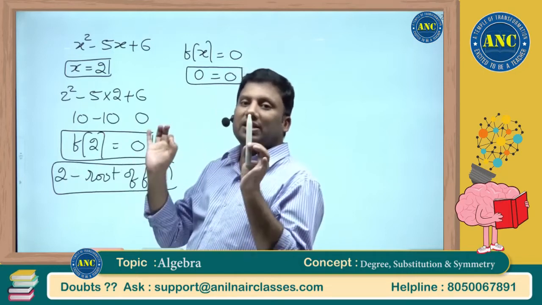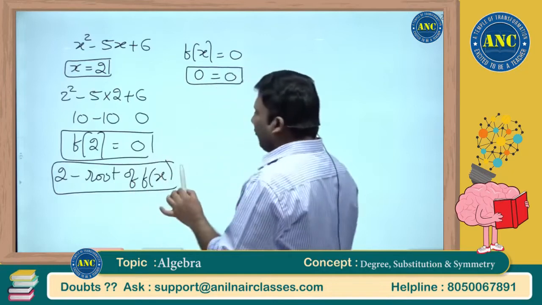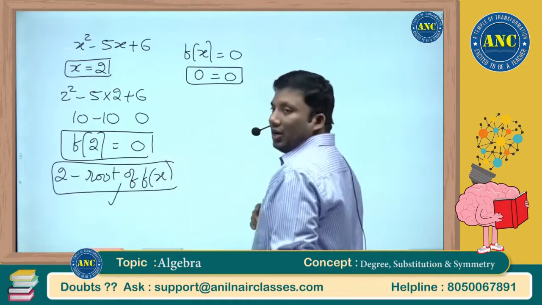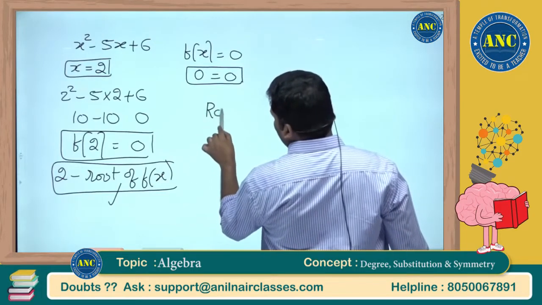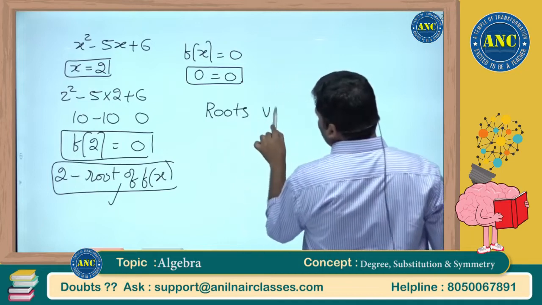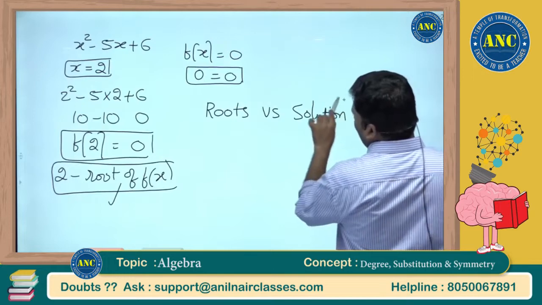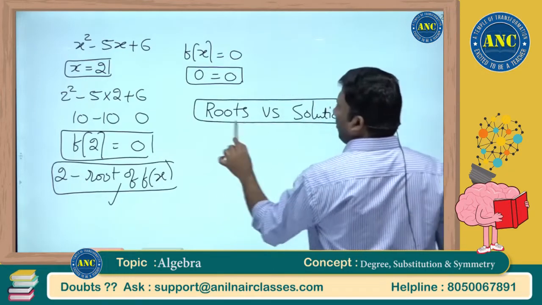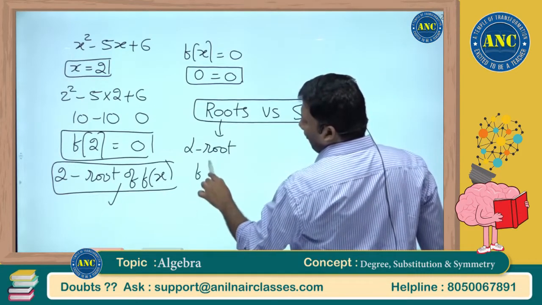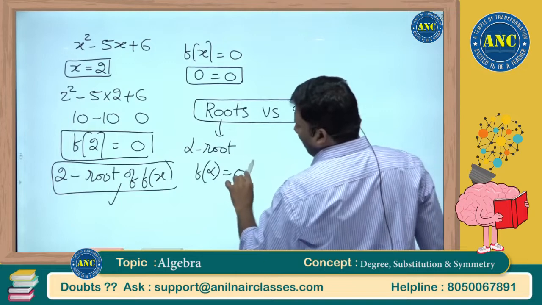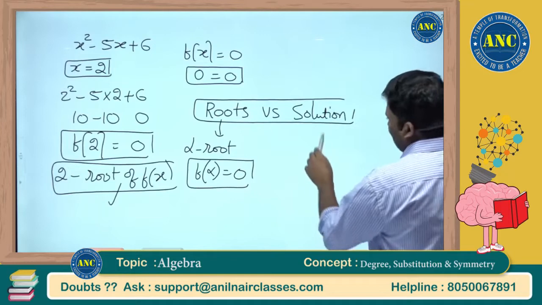By substituting the value for a variable with a constant, if you are getting 0, then it is a root of f of x. I told you in my previous class, what is the difference between root and solution? If alpha is a root, then f of alpha, the answer is always 0.